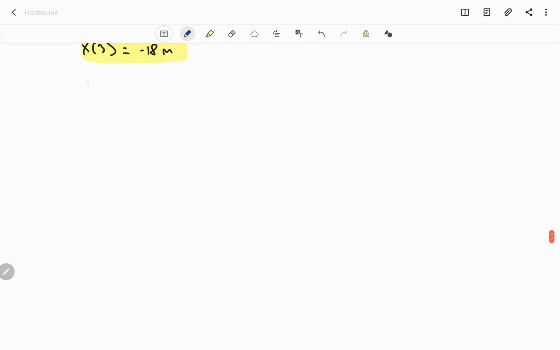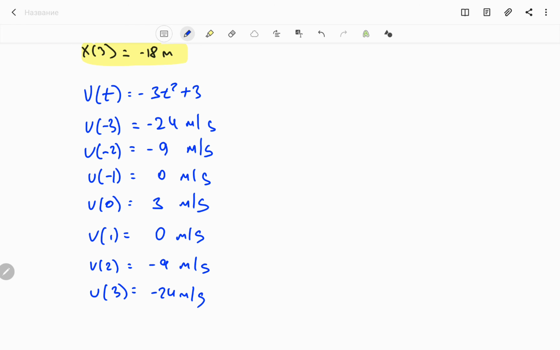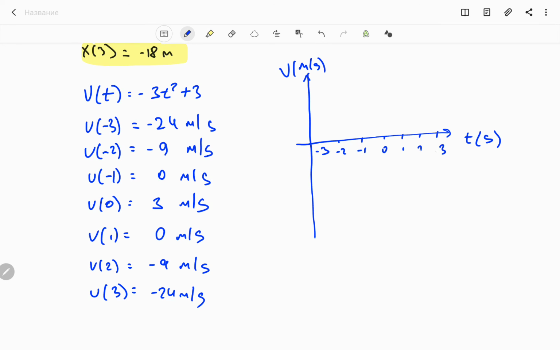So first of all, let's write our equation. v(t) equal to minus 3t squared plus 3. We need to find when time equal to minus 3, minus 2, etc. Yes, I will do it quickly. So we have this kind of table, and now it's time to draw the velocity versus time graph. This is time. Here we have velocity. Of course, velocity in meters per second. Time is in seconds. Let's say time starts from here: minus 3, minus 2, negative 1, 0, 1, 2, 3.